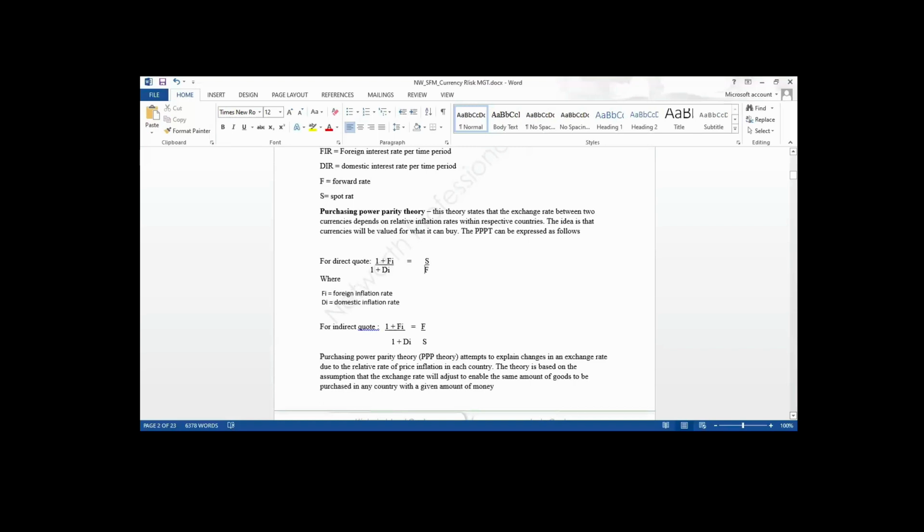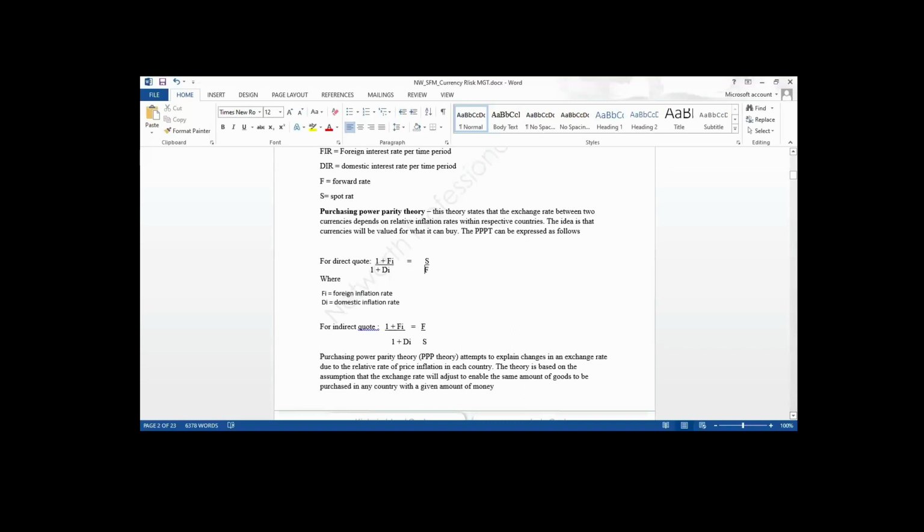Now, what is the importance of these two theories? Beyond just trying to know the theory, we can use these two theories to estimate exchange rates. An examiner can set a question. The examiner will not give you the forward rates. The examiner will give you the spot rates, and can give you inflation rates or interest rates. The examiner will now ask you to hedge this transaction with forward markets.